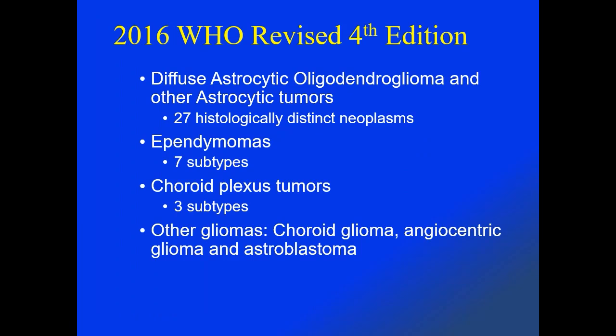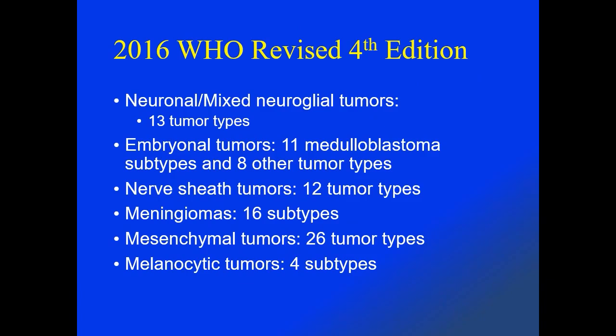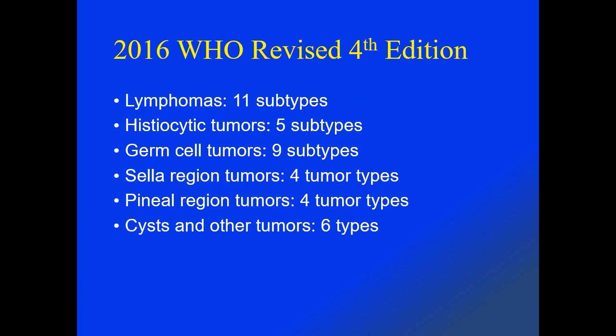The 2016 WHO classification of the brain tumors includes multiple subgroups, with the largest group being the diffuse astrocytic, oligodendroglioma and other astrocytic tumors, with 27 distinct neoplasm types, ependymomas with 7 subtypes, choroid plexus tumors, and other gliomas, 13 different types of neuronal and mixed neuroglial tumors, embryonal tumors including 11 subtypes of medulloblastomas, nerve sheath tumors which include 12 subtypes, 16 subtypes of meningiomas, 26 types of mesenchymal tumors, melanocytic tumors, lymphomas, histiocytic tumors, and tumors of germ cell origin, tumors arising from sellar region and pineal region, and finally, cysts and other tumors.